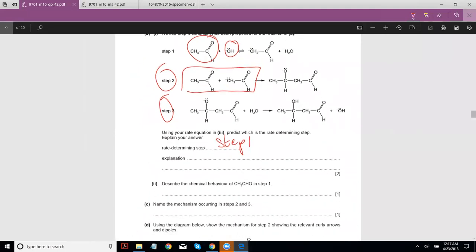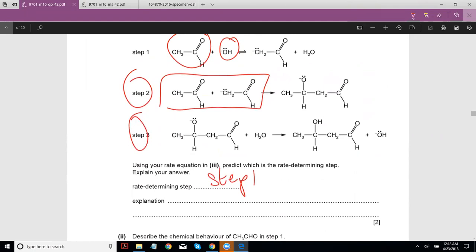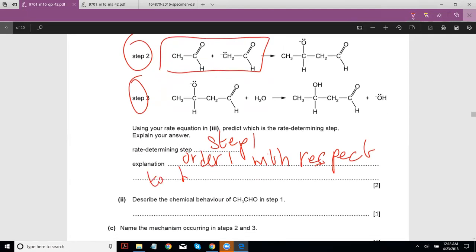The easy way to look at it here is the reversible slow step. Step 1 has a reversible arrow. That is the simplest way to look at it here, but we cannot do that because it says using your rate equation. The explanation: the rate is order 1 with respect to both aldehyde and OH, which means step 1 is the slow step, the rate determining step.